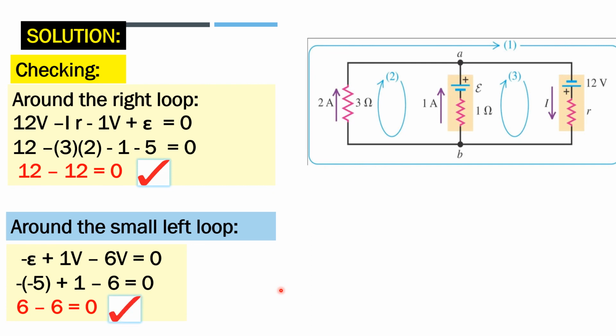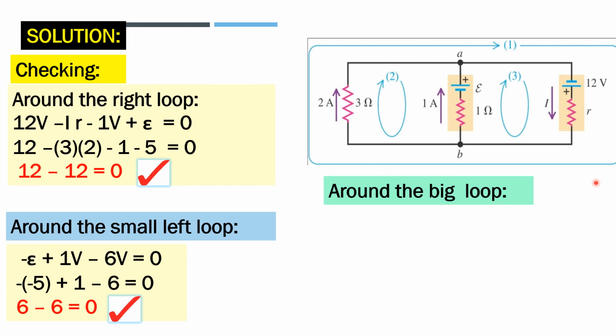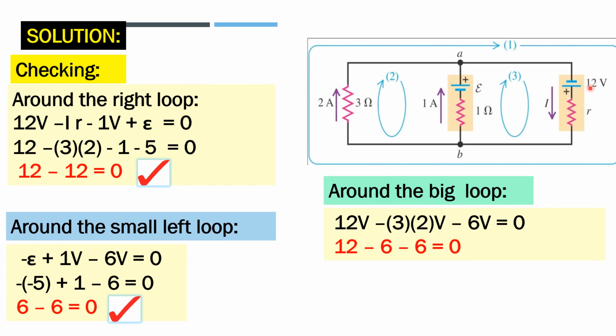To further convince you that our answers are indeed correct when you use the two smaller loops, we can also check them, this time by choosing the bigger loop, this one here. This is what we call the big loop. We just go around also in clockwise direction, starting from the 12 volt EMF. This is how it goes. Negative to positive, you go around in clockwise manner, that means 12 volts.